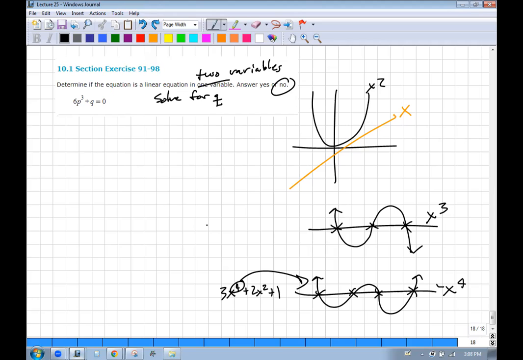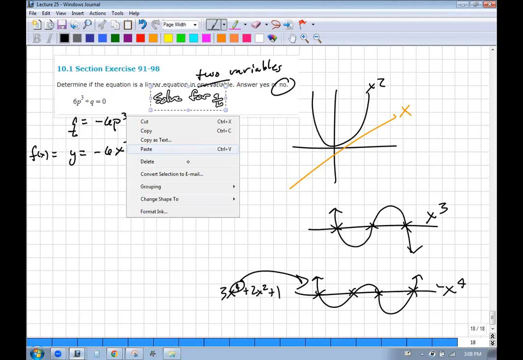Let's see here. We could rearrange this. We could write q equals negative 6p cubed. So if we graphed this, right, if we called q y and p x, you can rename stuff and call this a function, this thing cubed would look like that. So it's not linear at all, okay? So we can't really solve this. The solutions are the graph, right? That's what the graph would be, okay?